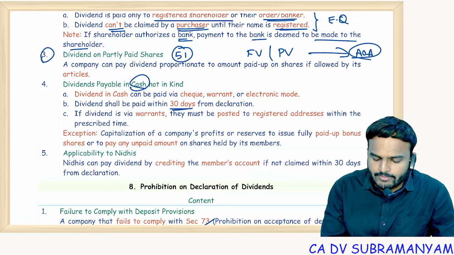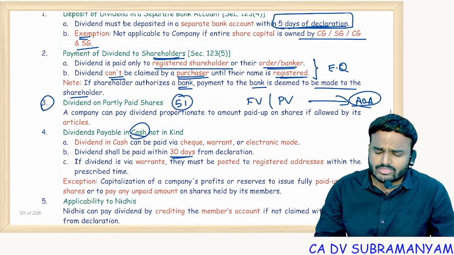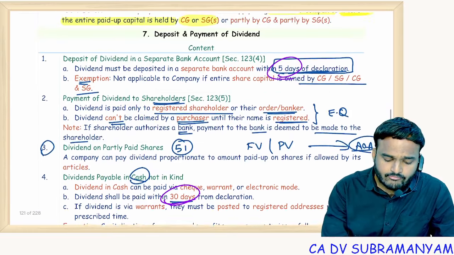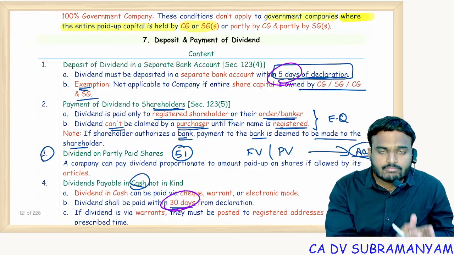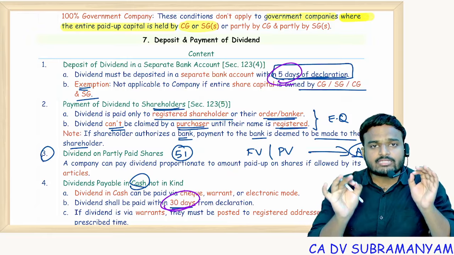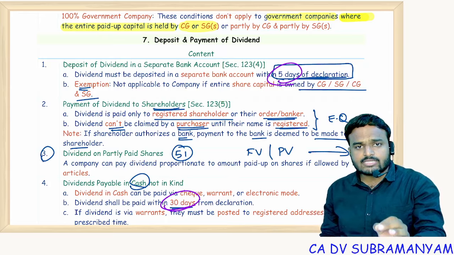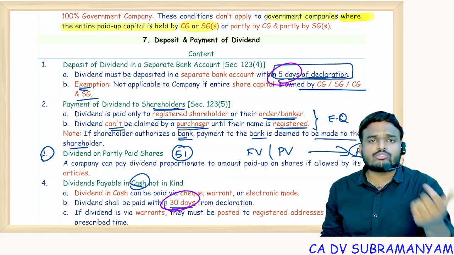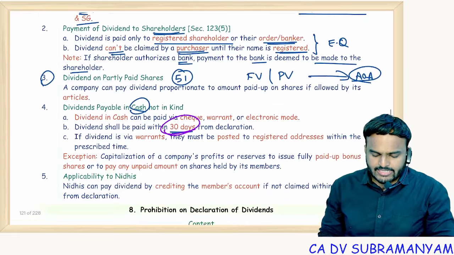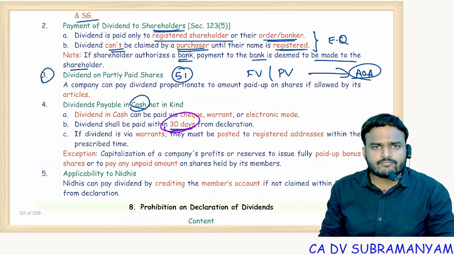And dividend should be paid within how many days? 30 days. Many students confuse between 5 days and 30 days. Sir, 5 days is for transfer of the dividend amount from one bank account to another bank account. And payment to the member should happen within 30 days. Is it 5 plus 30? No, no, no. The 30 days includes the 5 days. Timeline chart I'll give you after completion of unpaid dividend account.